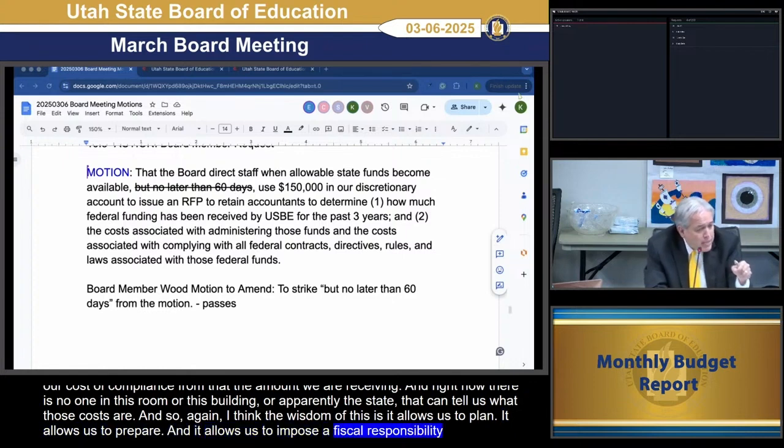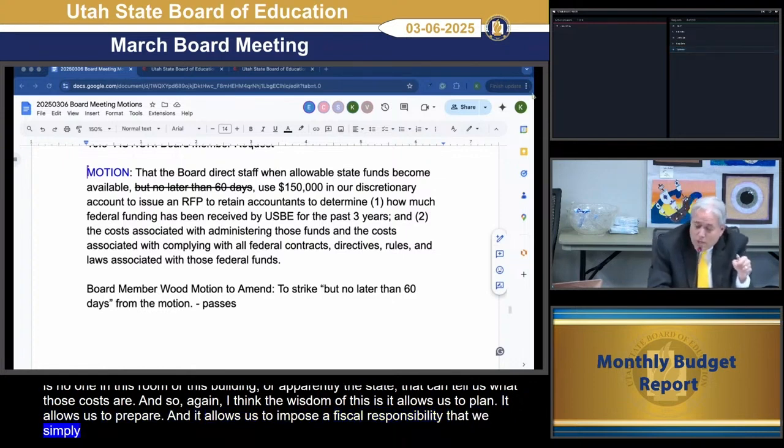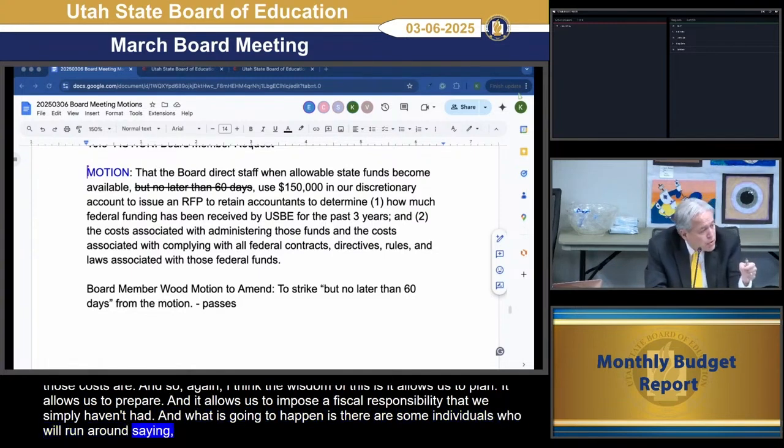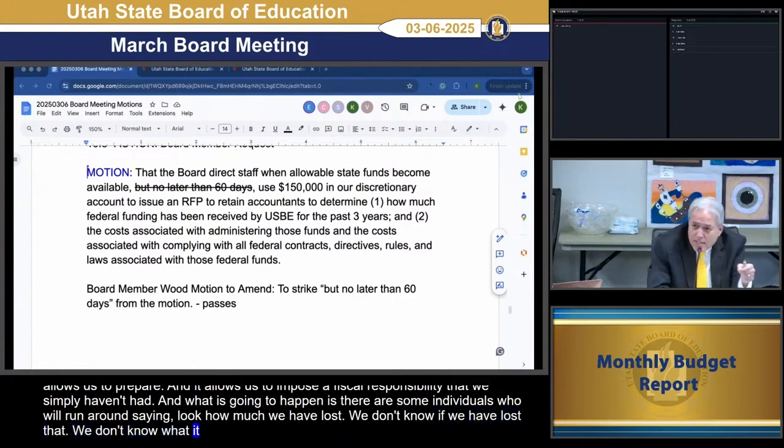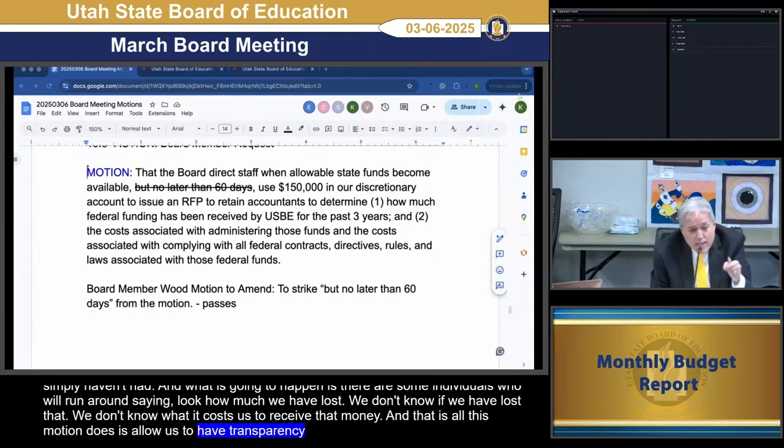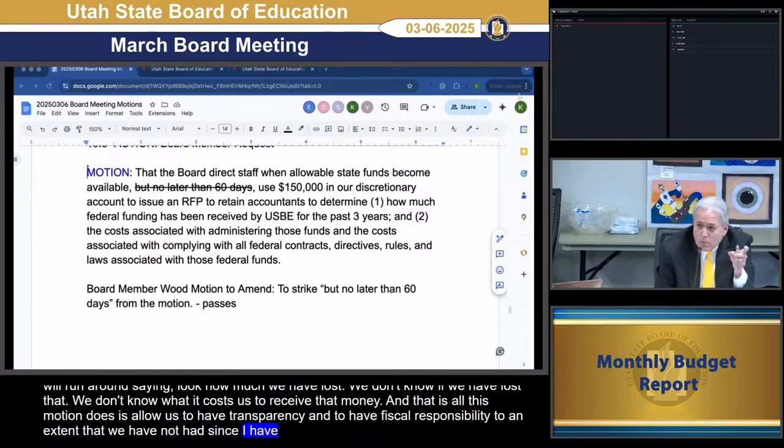And what's going to happen is there's some individuals who will run around saying, oh, look how much we've lost. Well, we don't know if we've lost that because we don't know what it cost us to receive that money. And that's all this motion does, is allow us to have transparency and fiscal responsibility to an extent that we have not had since I've been on the board. And if this information were readily available, the motion would be unnecessary.